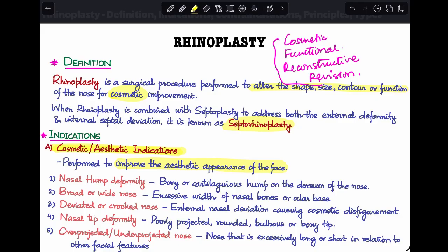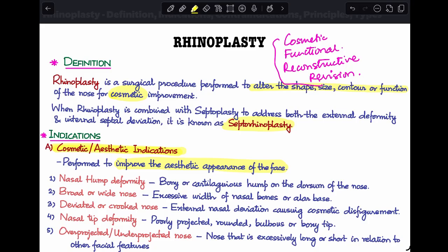Now, let's talk about some examples of such cases. Maybe the patient has a nasal hump deformity. If you look at the dorsum of the nose, the patient can have either a bony hump, which involves the bony vault of the nose, or a cartilaginous hump involving the cartilaginous portion of the external nose. To know a little bit more about the surgical anatomy of the external nose in relation to rhinoplasty, I have a separate video where you can check that out. But if we have a nasal hump deformity, we can have two types. One is a bony type, which involves the bony vault, and one is a cartilaginous type.